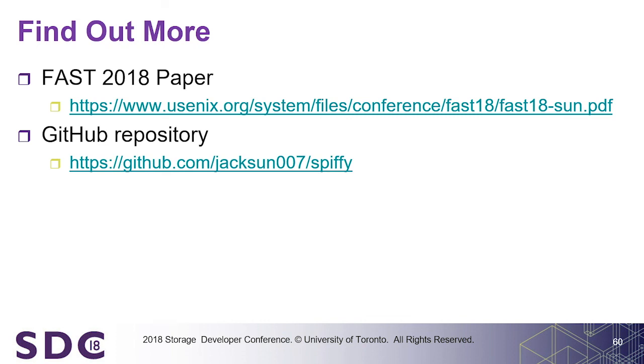So to find out more, we actually have a FAST 2018 paper, but I think this is already posted on the SDC website. And I also have a GitHub repository, but it is actually not public yet. So I need to do some fixes. Essentially, we had some undergrad coming here and doing some extra work, and we want to make sure that everything is kosher before we release this code. So we should be expecting a release in a week or so, okay? But this would be the link to find our code, okay?